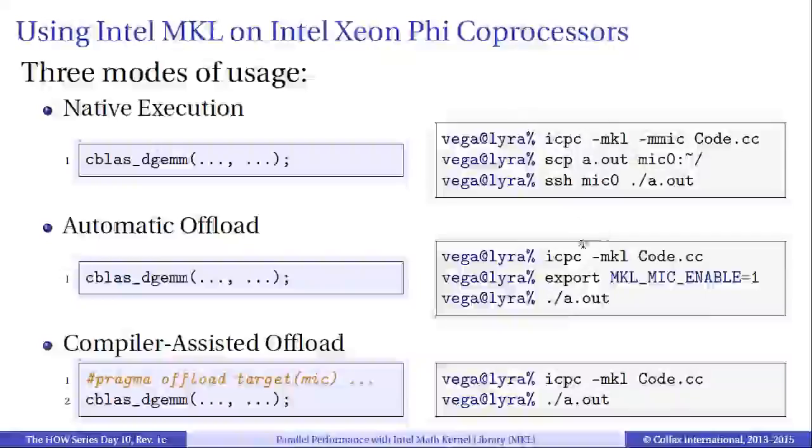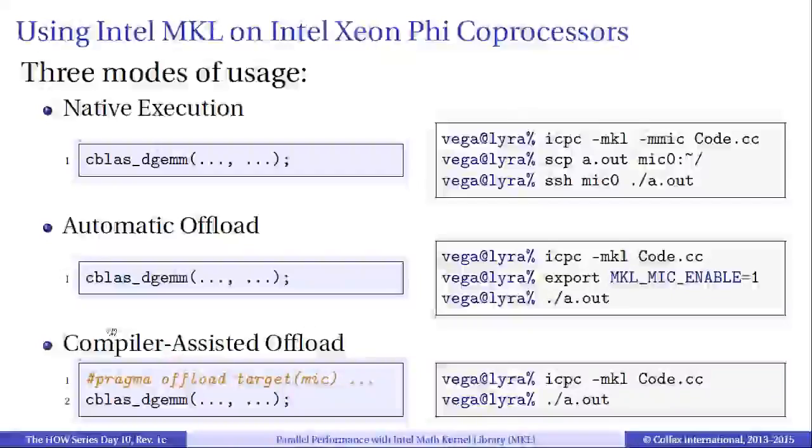But what do you have to do in the code to make this happen? Nothing. You write the code as if it is designed for the normal Xeon processor, and it will automatically find Xeon Phi or multiple Xeon Phi coprocessors if they are available.